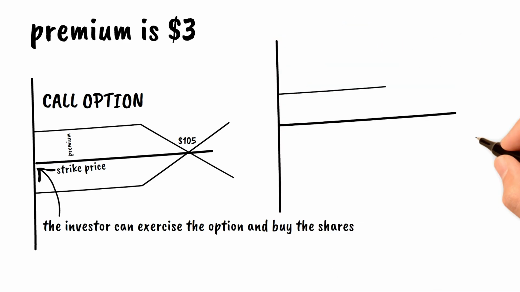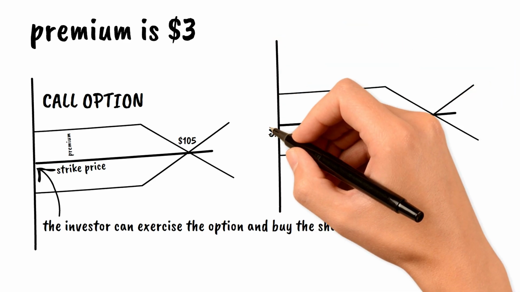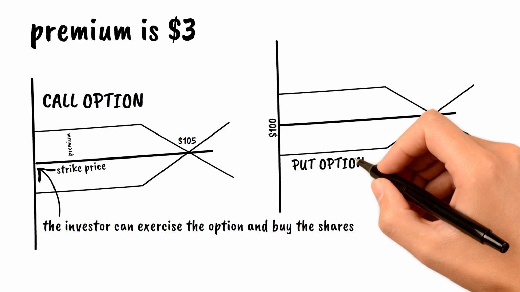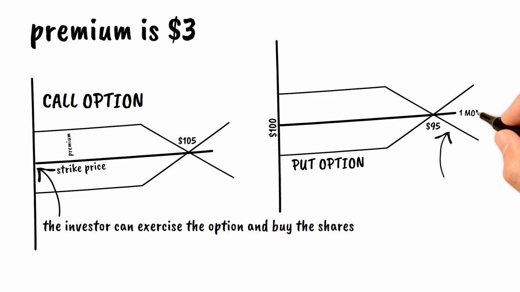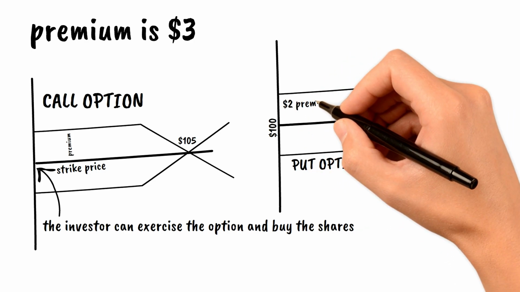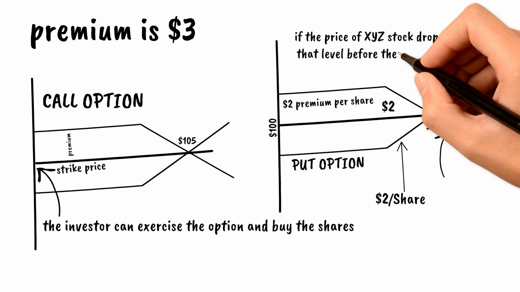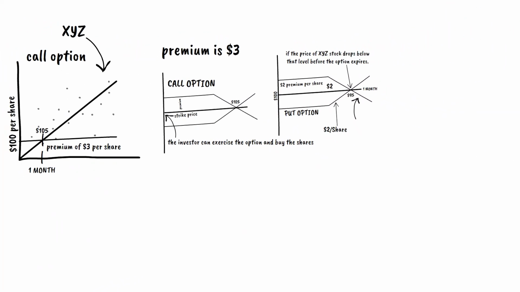Take XYZ stock again, which is currently selling for $100 a share. This time, though, an investor anticipates a fall in the stock price. The investor buys a put option with a $95 strike price and a month till expiration. There is a $2 premium per share for the put option. The premium for this set of options amounts to $2. The put option is purchased by the investor for $2 per share. The option can be exercised and the shares sold at the strike price of $95 if the price of XYZ stock drops below that level before the option expires.